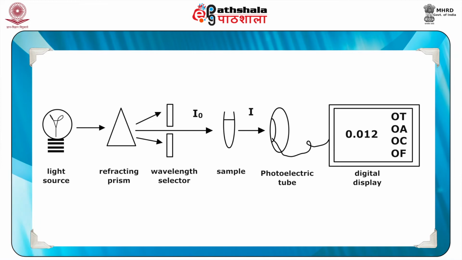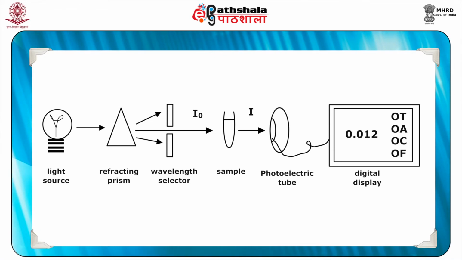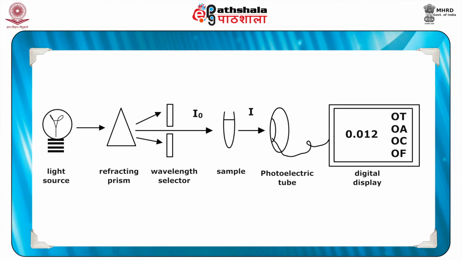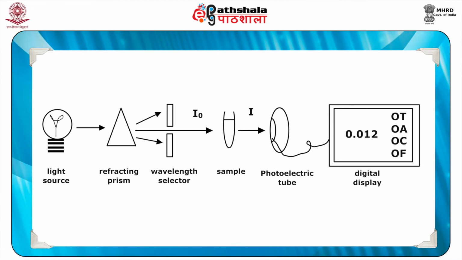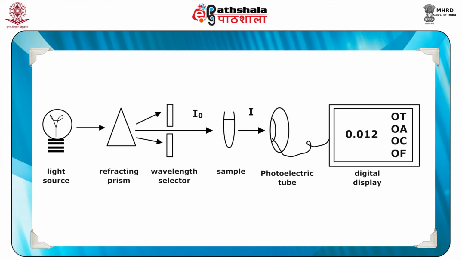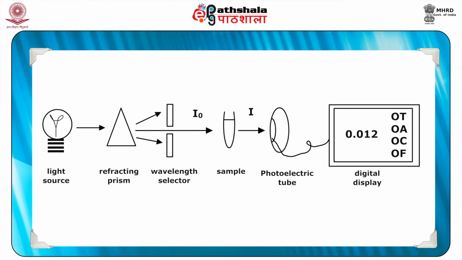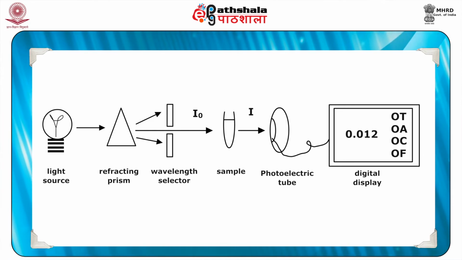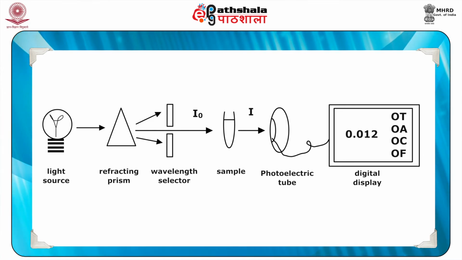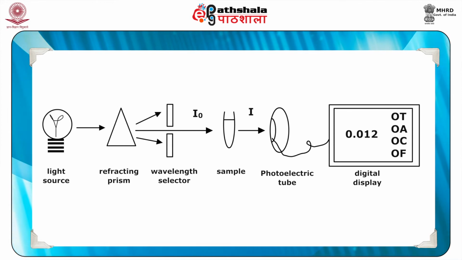The schematic diagram of a spectrophotometer has been indicated. There is a light source. If light is required in the UV region, a deuterium lamp is used. On the other hand, if light in the visible region is required, a regular tungsten lamp is used.